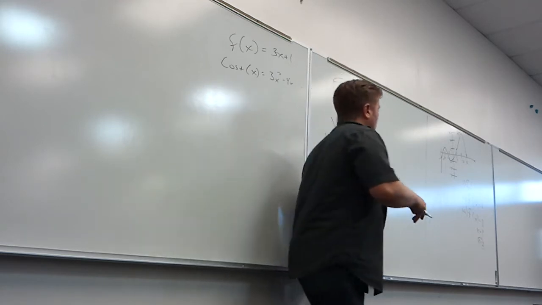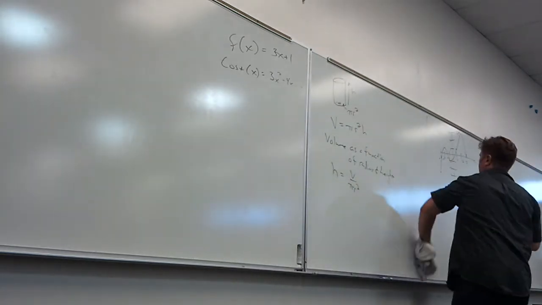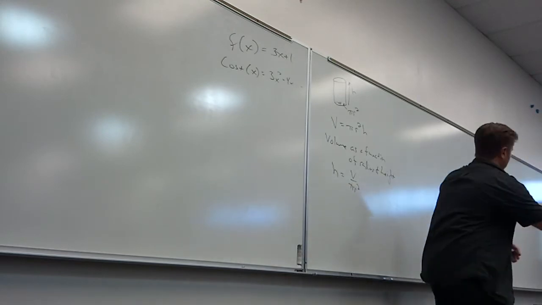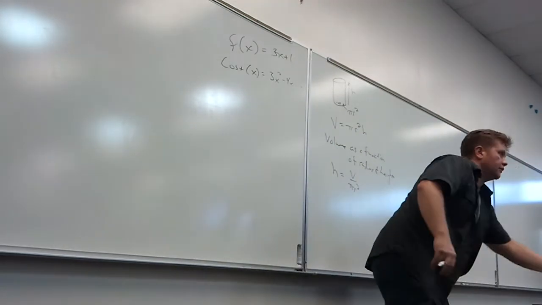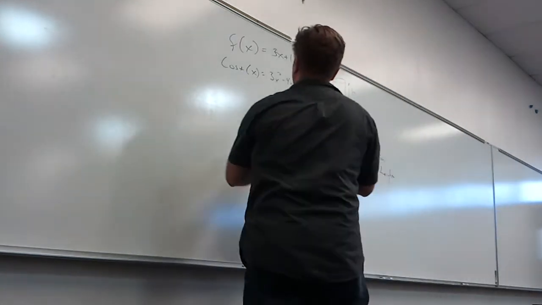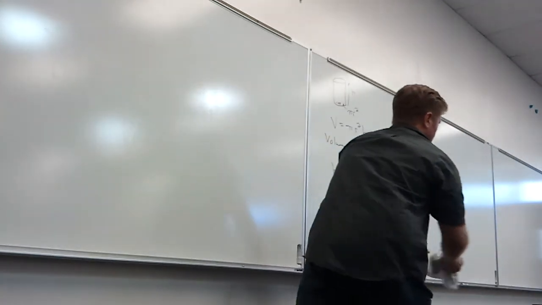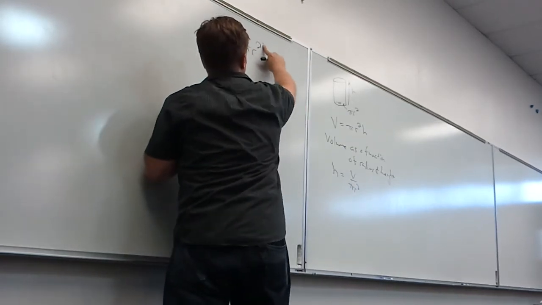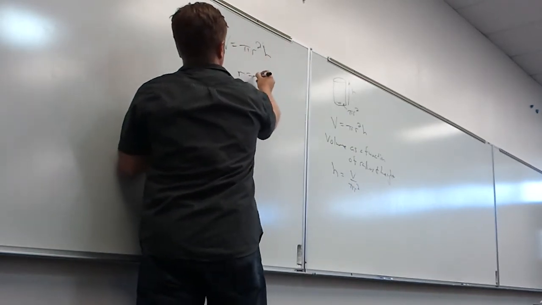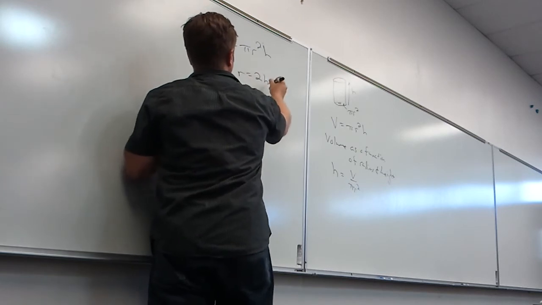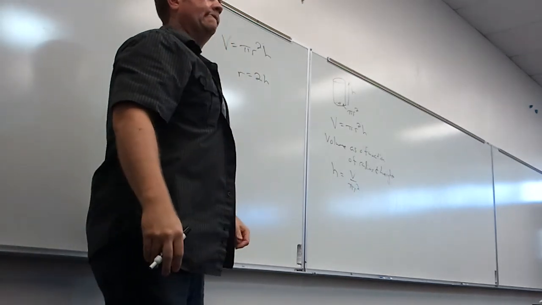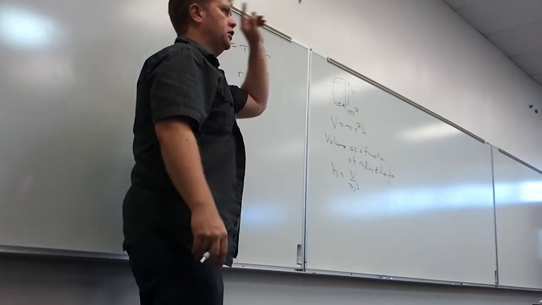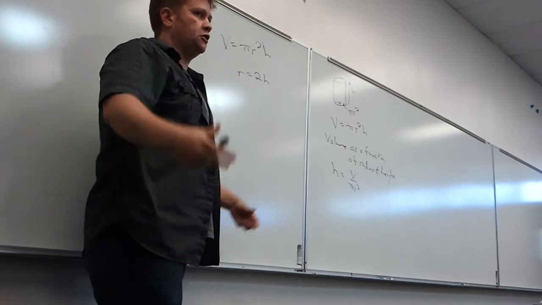So, for example, very often, and when I say very often, I'm thinking about calculus and later in this class, you'll be given a function like this, and they'll also say, we've designed this thing so that the radius is always twice the height. So can you take this volume and make it only a function of height? How would you do that?